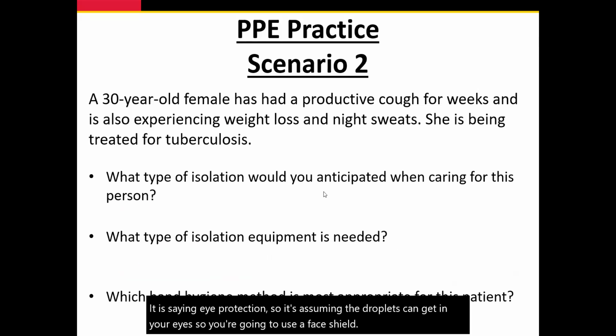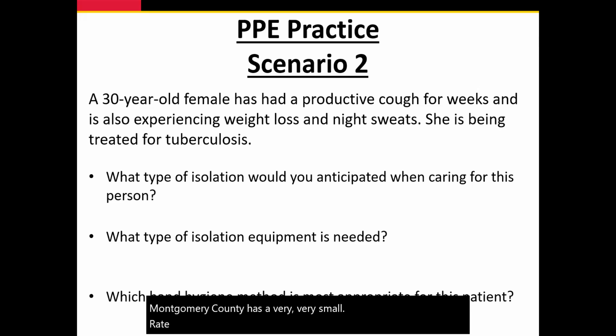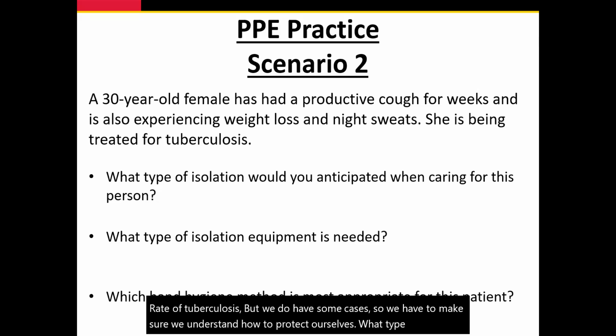You can wear goggles. All right, so now we have a 30-year-old female with a productive cough for weeks. She has weight loss and night sweats. She's being treated for tuberculosis. So the symptoms this scenario is sharing with you are classic. If a patient presents with night sweats, unexpected weight loss, and cough, we always want to rule out tuberculosis. Montgomery County has a very small rate of tuberculosis, but we do have some cases. So we have to make sure we understand how to protect ourselves. What type of isolation would you anticipate when caring for this patient?